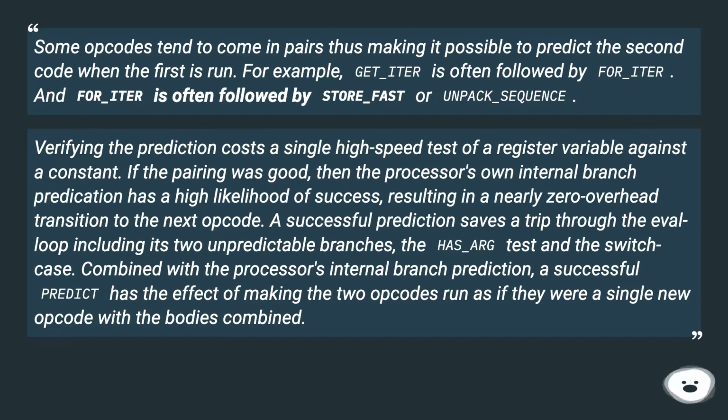A successful prediction saves a trip through the eval loop, including its two unpredictable branches, the HAS_ARG test and the switch case. Combined with the processor's internal branch prediction, a successful PREDICT has the effect of making the two opcodes run as if they were a single new opcode with the bodies combined.